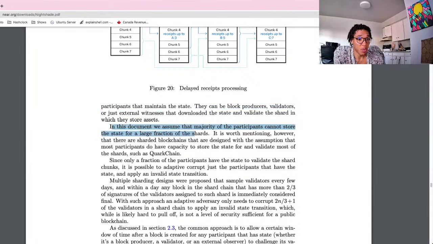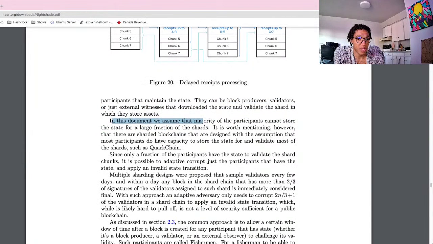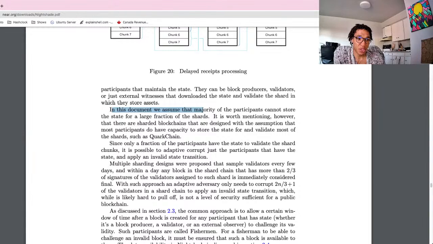In this document, we assume that the majority of the participants cannot store the state for a large fraction of the shards. It is worth mentioning, however, that there are sharded blockchains that are designed with the assumption that most participants do have capacity to store the state for and validate most of the shards, such as Quark chain. And I guess Ethereum too.